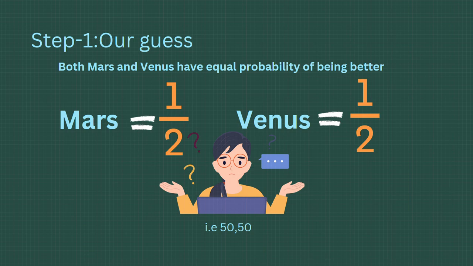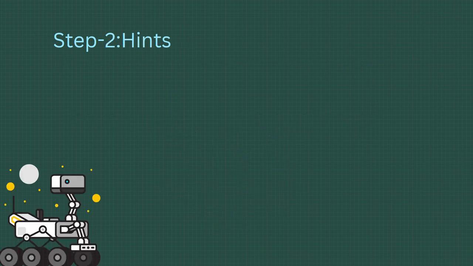Now the Bayes theorem plays its role. Given a hint, we will search for a hint or update or new data, so that we can have more probability in one of the choices. Let's say Mars.